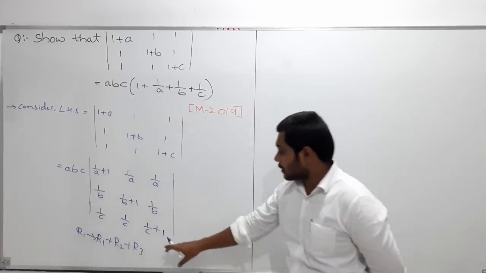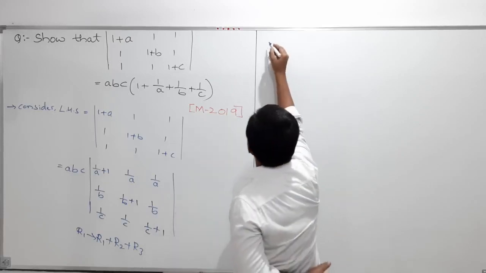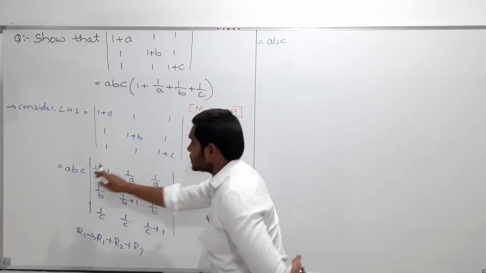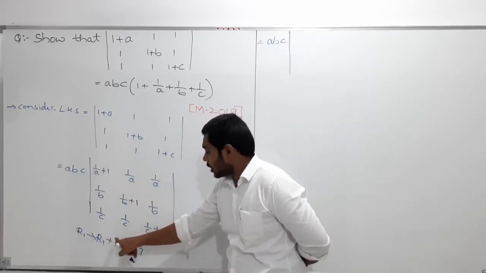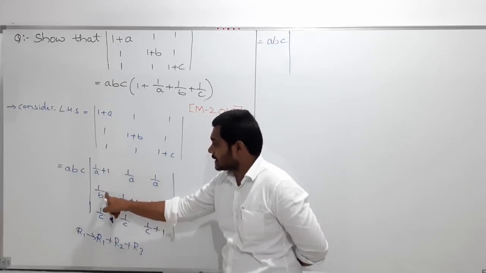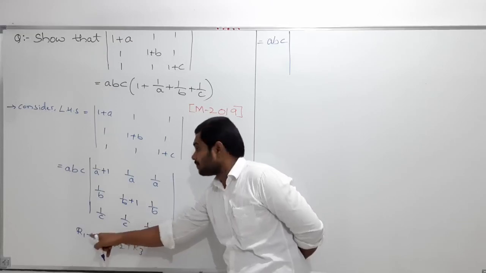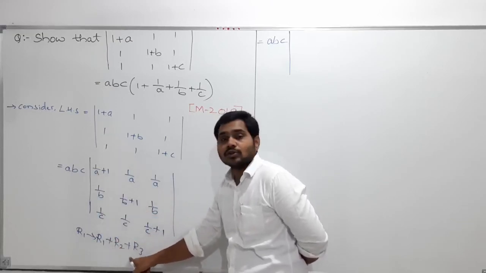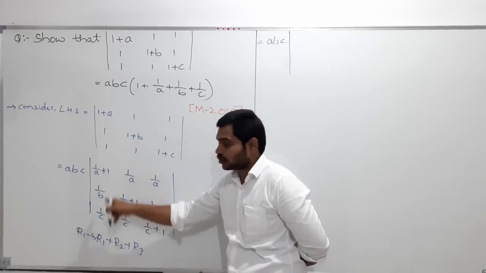So therefore I am operating this operation. Clear? So now this is equal to A, B, C as it is, and inside the bracket, my dear students, here it is R1 plus R2 plus R3. It means this element plus this element plus this element. So R1 changing here, row 1 changing here. So this is row 1, row 2, row 3. So row 1 plus row 2 plus row 3 means what it indicates? Corresponding elements of row 1, row 2, row 3 we should add.